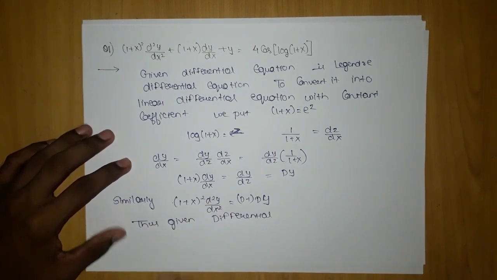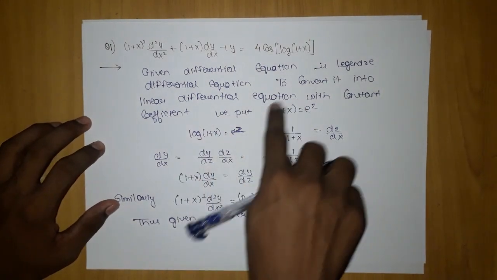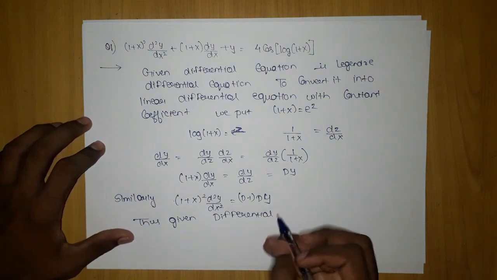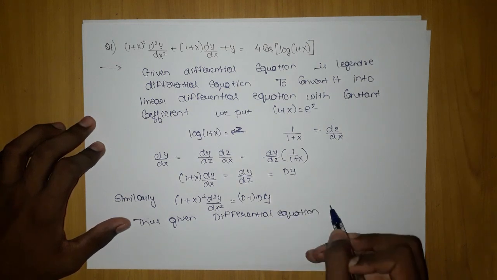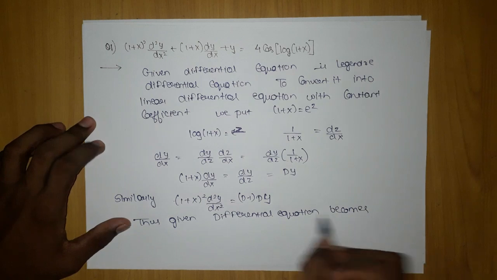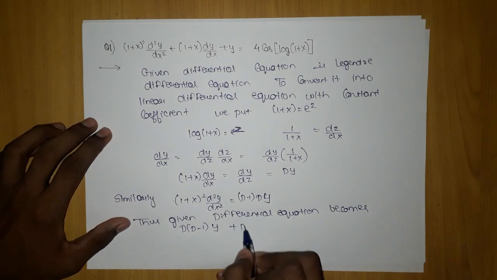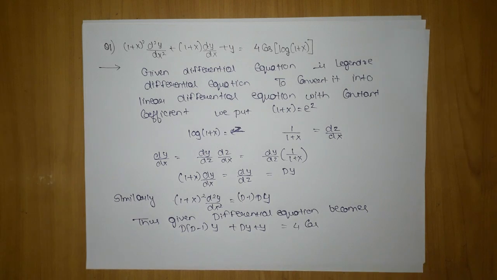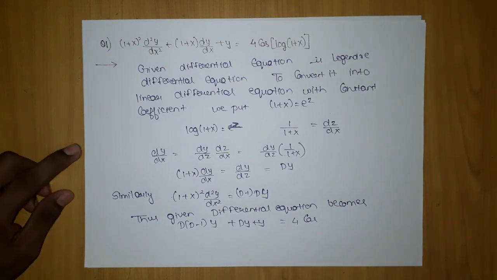All the statements will be similar to the Cauchy differential equation, with just one twist: whatever polynomial or linear function ax plus b you have, you will write that. So the given differential equation becomes, if I substitute, D into D minus 1 into y plus D into y plus y equal to 4 cos. And now, you know, when we convert into a linear higher order differential equation, we substitute every x into z.